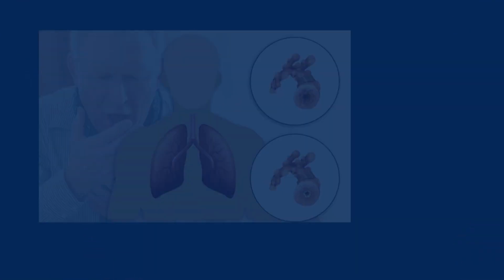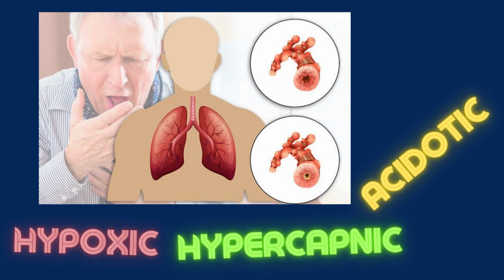So first, patients with chronic obstructive lung disease who develop acute respiratory failure are hypoxic, hypercapnic, and acidotic. In the treatment of these patients, it is necessary to raise the arterial blood oxygen tension to acceptable levels and to reduce or at least prevent a further rise in arterial blood carbon dioxide tension.